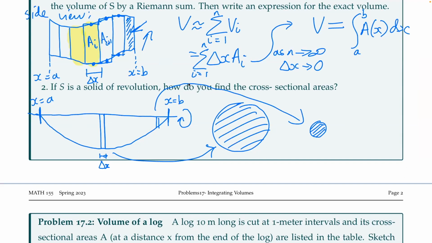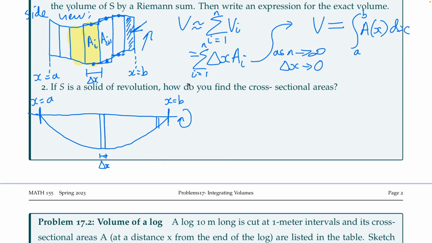If you've ever seen footage of a CT scan or an MRI where they go through an organ and it varies, and you see this movie as it's going through and it's changing, that's essentially what we're doing here. We're taking lots and lots of little slices, and as you move through that, the cross-sectional area is changing. So we want to work out what that cross-sectional area is.